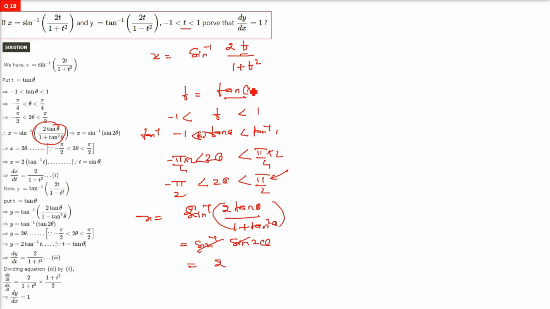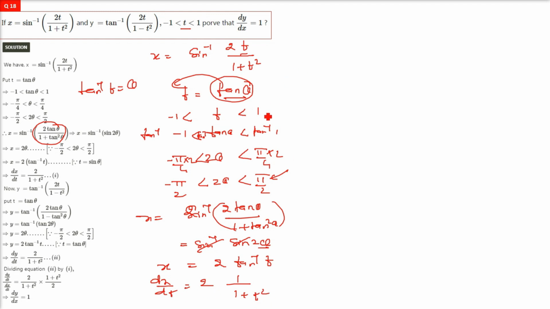So now you have 2 theta, and what was theta? Remember, t is tan theta, so theta will be tan inverse of t. So x is 2 tan inverse of t; in place of theta I am writing tan inverse t. Now dx by dt is equal to 2 times the derivative of tan inverse t, which is now easy, 1 by 1 plus t square. Remember, in the beginning of this question I told you about that.